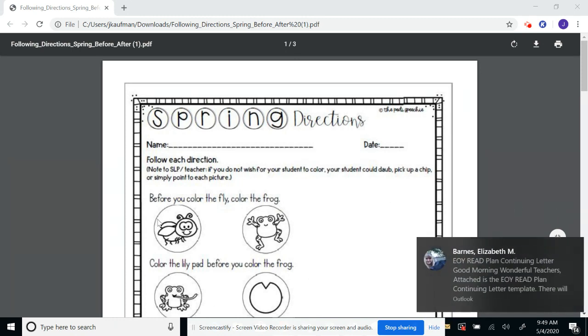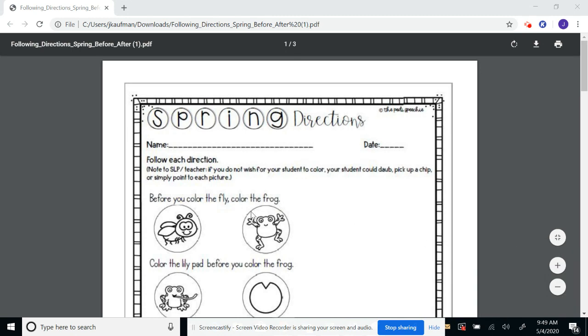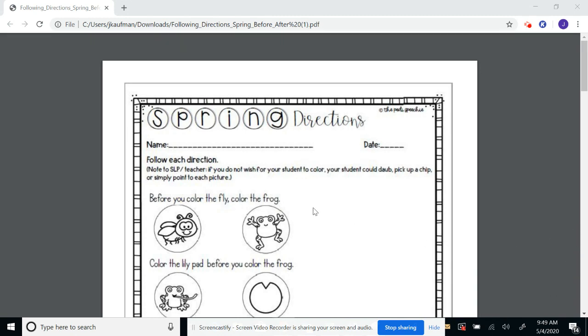So in this first direction, we have before you color the fly, color the frog. What does that word before mean? That's right. Before means that it's the first thing that you do. So before you color the fly, you need to color the frog. So the first thing that you're going to do is color the frog.